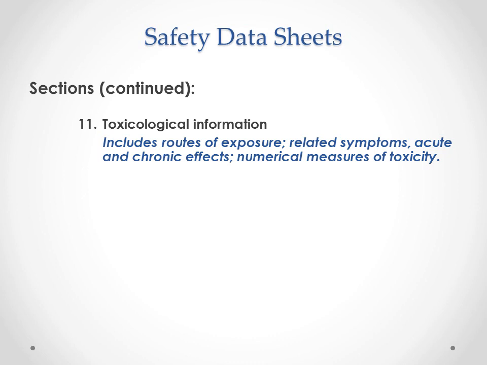Section 11 is again about the health, and this includes the routes of exposure, sometimes referred to as routes of entry. In other words, if it's toxic if you get it in your eyes, or if you ingest it, or if it's toxic if it gets on your skin, that'll be indicated here. What the symptoms are, what the immediate, sometimes referred to as acute, toxic effects are, what the chronic ones, the long-term ones. This will also show that numerical system for how toxic something is under Section 11.